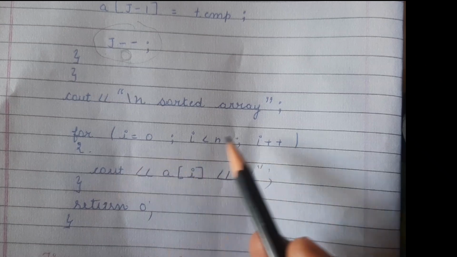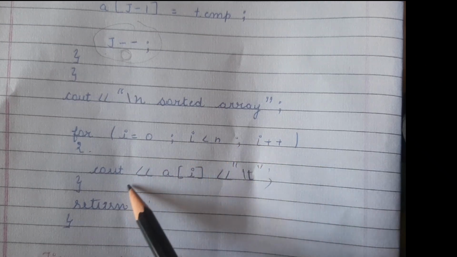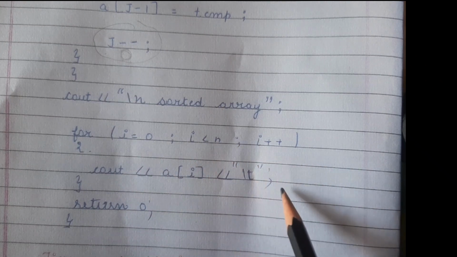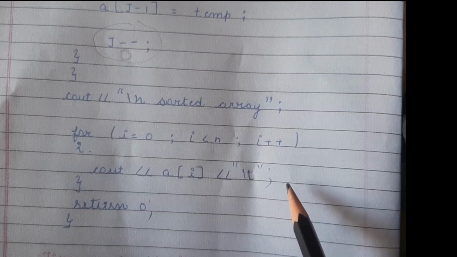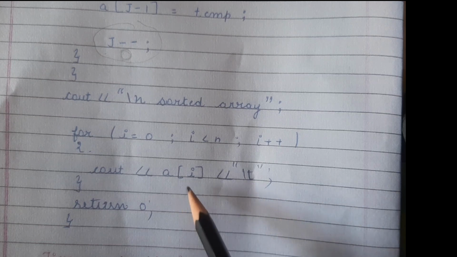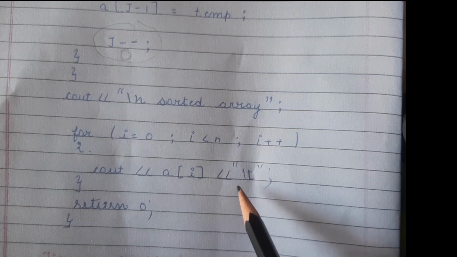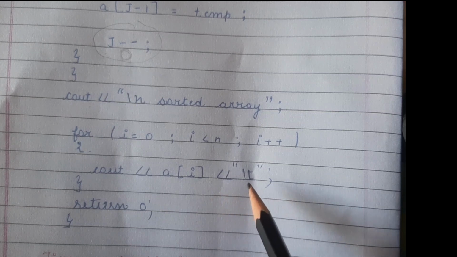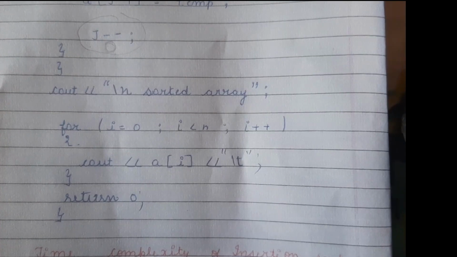After this we execute a for loop to display the elements on the output screen. So all elements are displayed separated by tab space. So I hope all of you understood the code of the insertion sort.